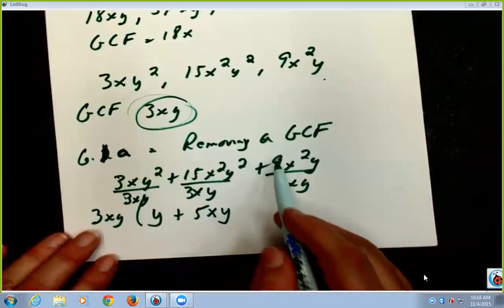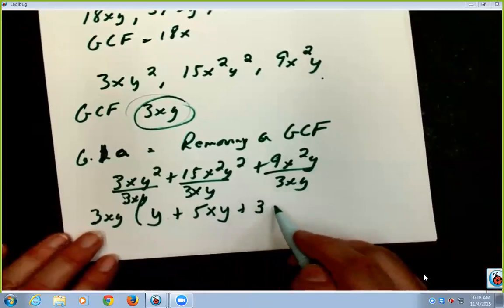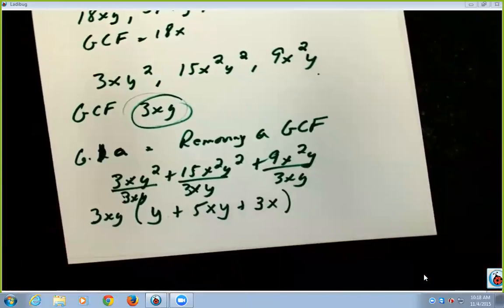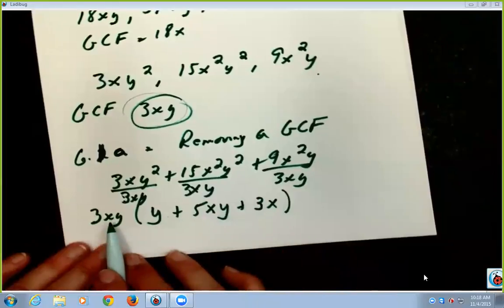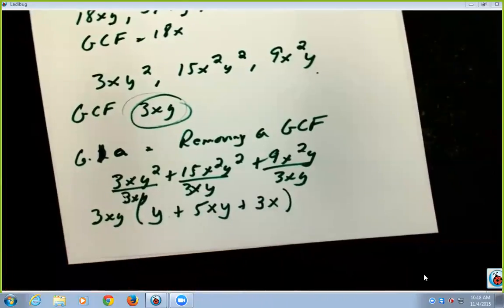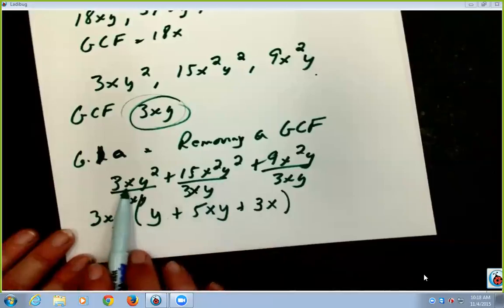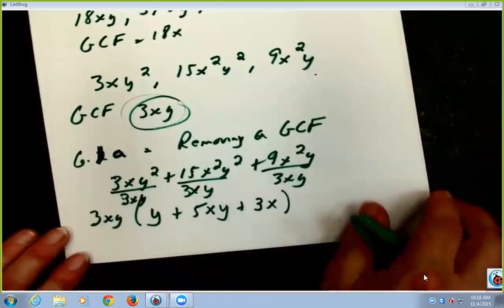Okay. 9 divided by 3 is 3. X squared and x is an x. A y and a y is long gone. And so when I'm all done, this piece that's left over should not have anything of a common factor. If it does, I didn't pull out enough. So I have to watch and make sure I pull out what I need to in there. We're doing that monomial kind of division with these and looking at each one.